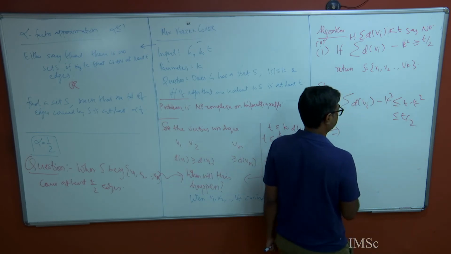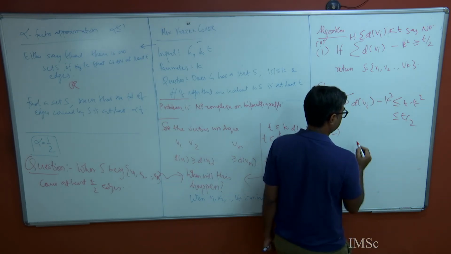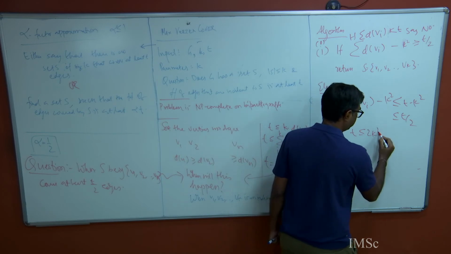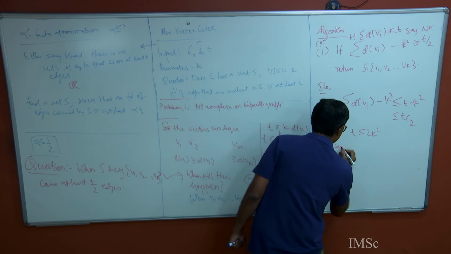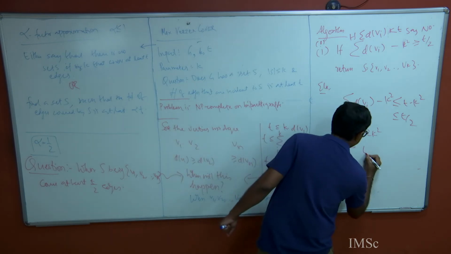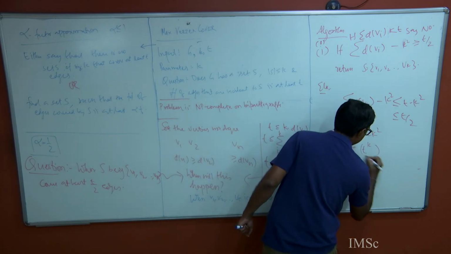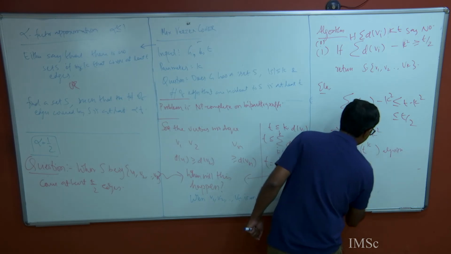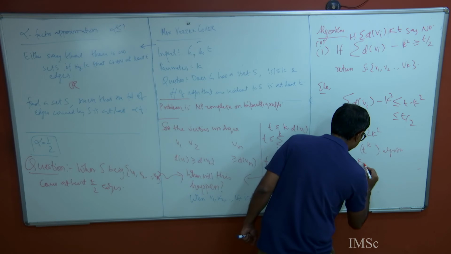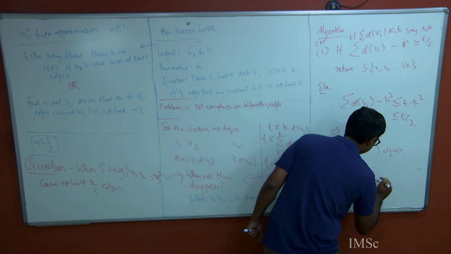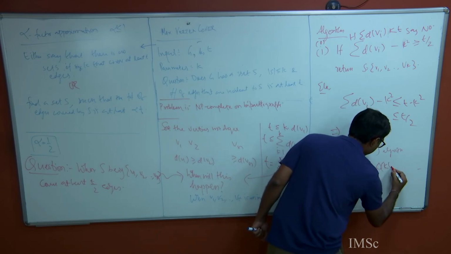That implies what did we get? That t is at most 2k square. In this case, what did we say? Run the t to the power k algorithm. So now what is t? 2k square. So this is 2k square to the power k. So it is 2 to the power big O of k log k.